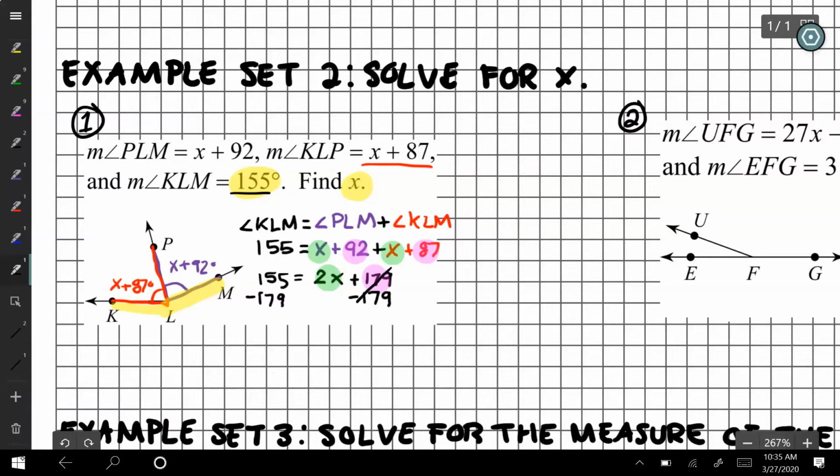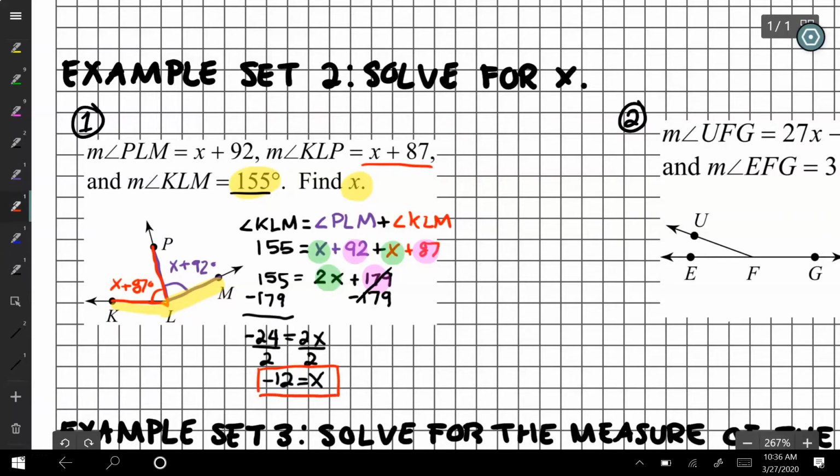Canceling on the right side, we're going to get 155 minus 179 is negative 24 equals 2x. Last step is going to be to divide by 2. So negative 24 divided by 2 is negative 12 equals x, and that is my answer.